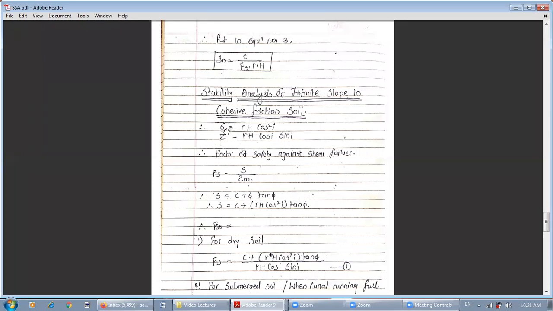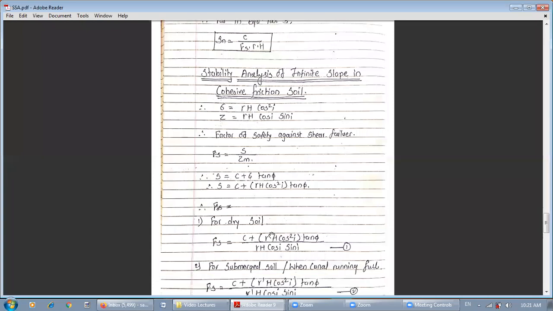So we have already gone through this. Normal stress sigma is equals to gamma H cos square i, and shear stress tau is equals to gamma H cos i sin i. So we know the factor of safety equation, Fs is equals to shear strength divided by mobilized shear stress, where shear strength S is equals to C plus sigma tan phi. Now C is also there and phi is also there, so S is equals to C plus gamma H cos square i, that is the value of sigma normal stress, gamma H cos square i into tan phi. Just put it down. Okay, now again there are three conditions.